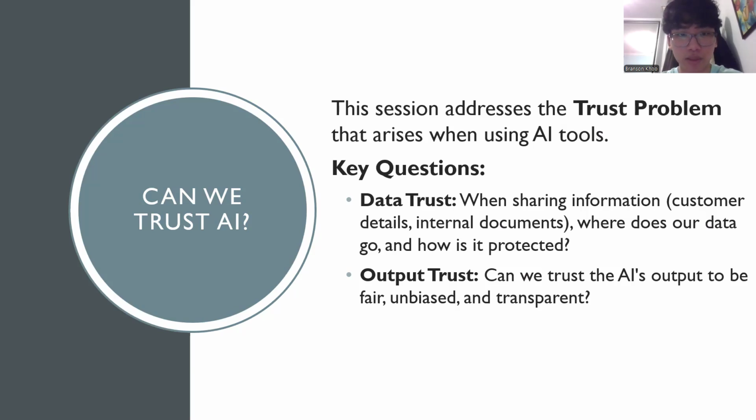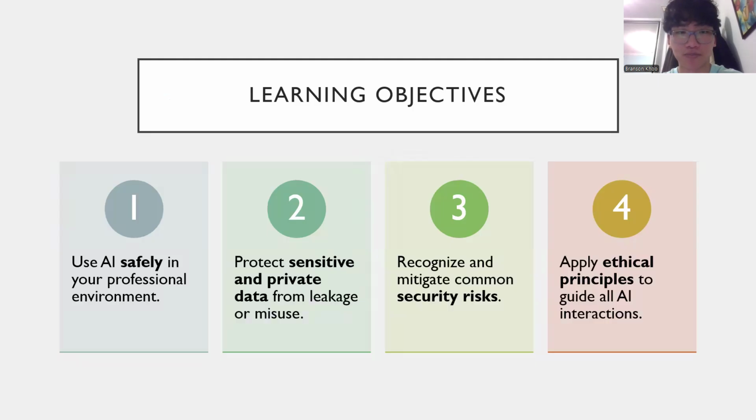And beyond data, there's also the ethical side of trust. Can we trust the output? Is it fair, unbiased, and transparent? So today's session is all about building safe, responsible AI practices. By the end of the session, you'll know how to use AI safely in your workplace, protect sensitive and private data, recognize common security risks, and understand the ethical principles that should guide all AI use.